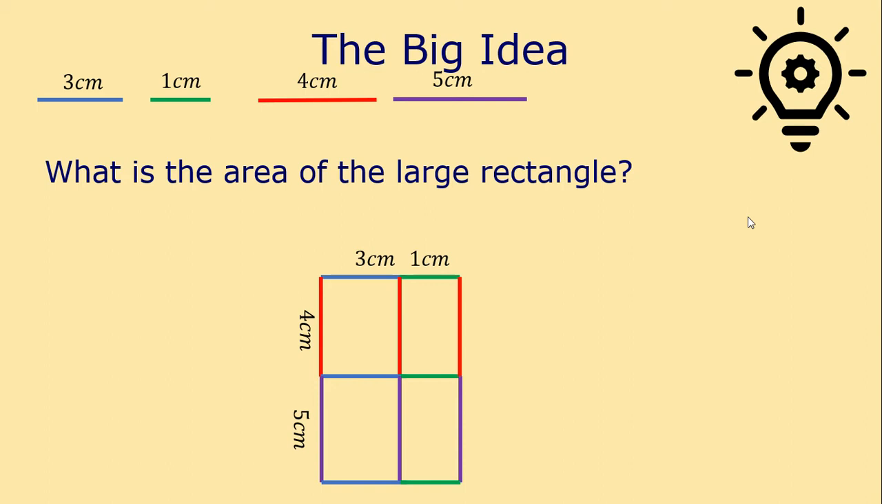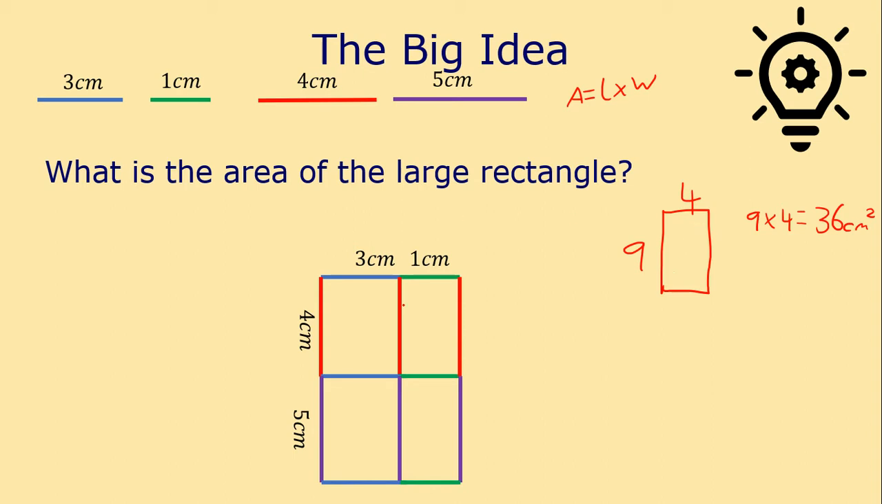There's actually two main ways you can answer this. If we remember that the area of a rectangle is the length times the width, what you could do is say, well, 3 plus 1 is 4, 4 plus 5 is 9. So this is actually a 4 by 9 rectangle. So we could just do 9 times 4 and conclude that the answer must be 36 centimeters squared.